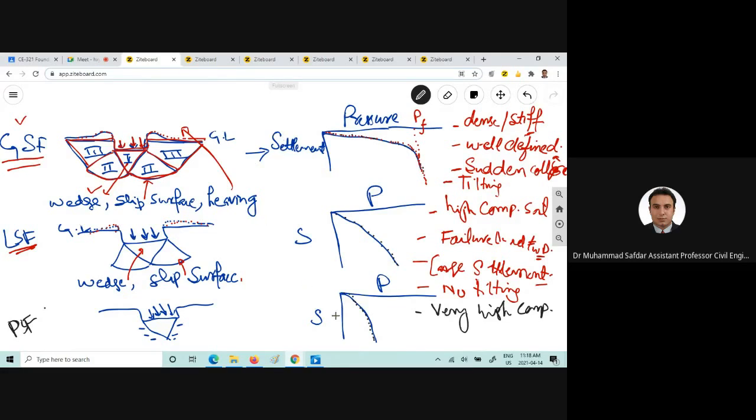Now significant settlement will occur. Large settlement will occur in this condition as well. And as I mentioned, in very high compressibility soil, this kind of shear failure mode will occur. No bulging, no tilting of the footing will occur in this type of failure mode.